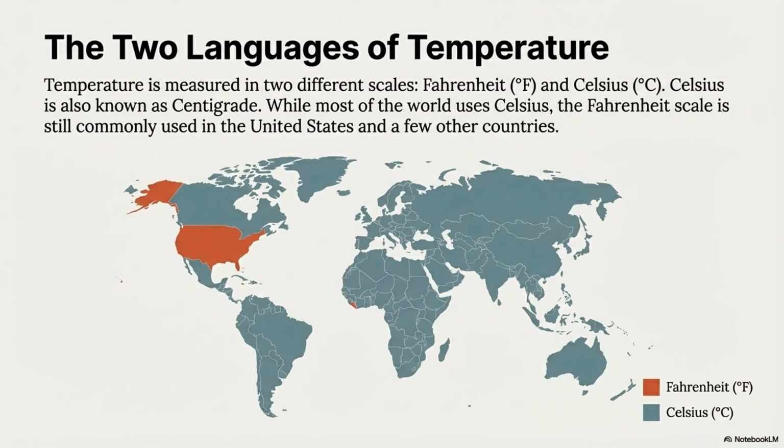Next, the two languages of temperature. How do they measure temperature in different countries? Let us see. Temperature is measured in two different scales: Fahrenheit and Celsius. Celsius is also known as centigrade, and most of the world uses Celsius. But the Fahrenheit scale is still commonly used in the United States and a few other countries.